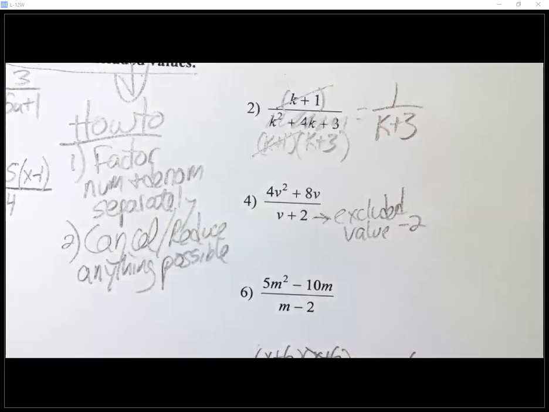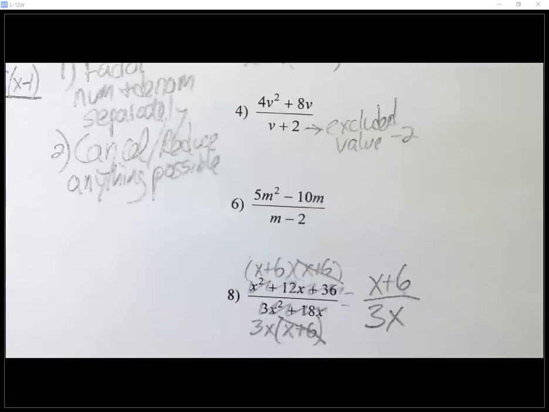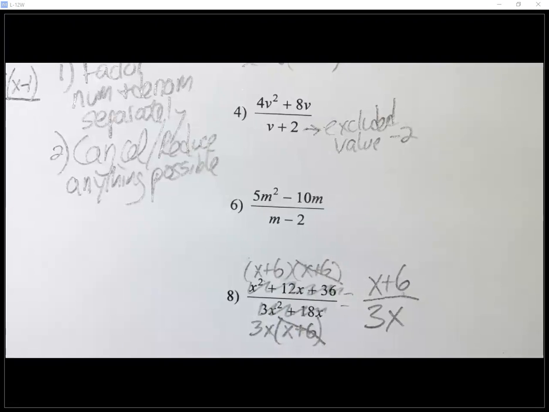So what's my excluded value in number 6? On 6, you got one. What number would give me a 0 in the denominator? Joe? 2. So 2, I can't have, right? Because if m ever equals 2, that would give me a 0 in the denominator, and I can't have that. So that is my excluded value.